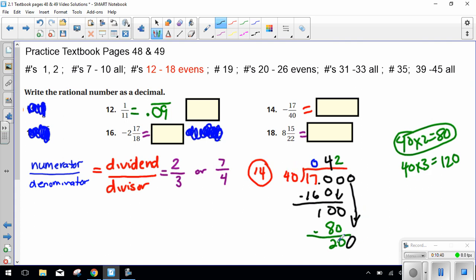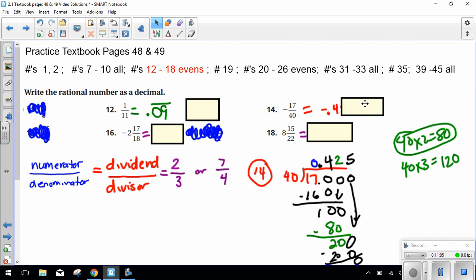40 goes into 200 5 times. 5 times 0 is 0. 5 times 4 is 20. And when I subtract, I get 0. Decimal point goes straight up. So my solution for number 14 is 425 thousandths. So number 12, we had a repeating decimal. For number 14, we get a terminating decimal.